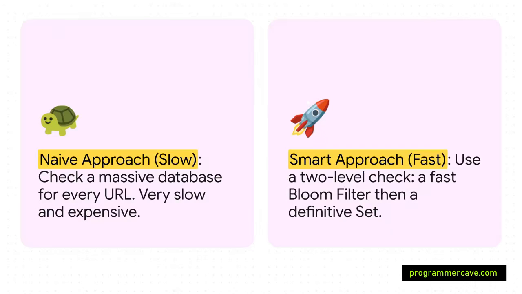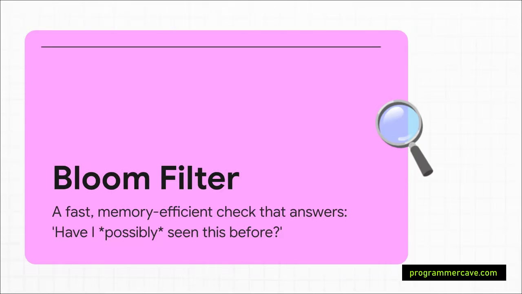Now, the naive way to deal with this would be to just check every single new URL against a massive database of every URL you've ever seen. But can you imagine how slow that would be with billions of links? It's just not feasible. So, the smart, scalable approach, the one the pros use, is a 2-level check. You do a super fast maybe check first, and then, only if you have to, you do a definitive check with a more persistent set. And that super fast first pass check, it's usually done with a really clever data structure called a Bloom filter.